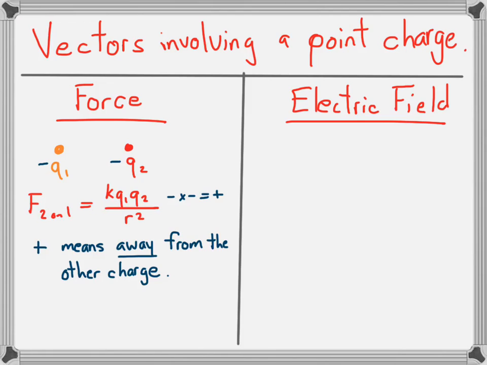So if we had to draw a vector for the force of Q2 on Q1, we would draw this vector right here. It is actually pointing to the left, even though we got a positive result. It's because positive means away from the other charge. If charge Q1 had been over here, then our force would be pointing again away from charge Q2, but this time it just happens to be pointing toward the right.